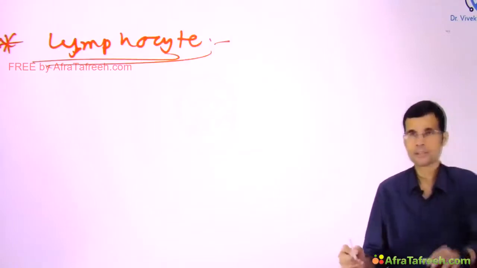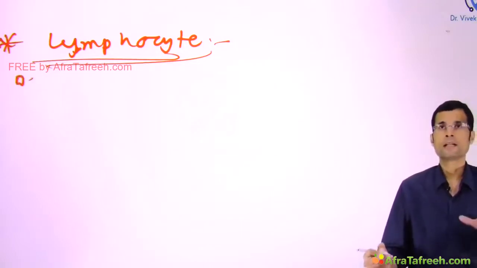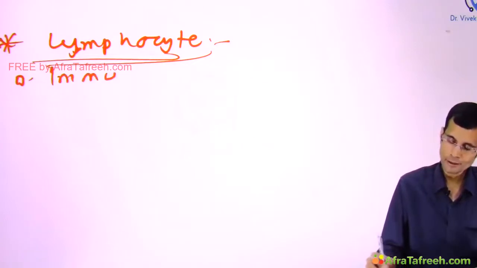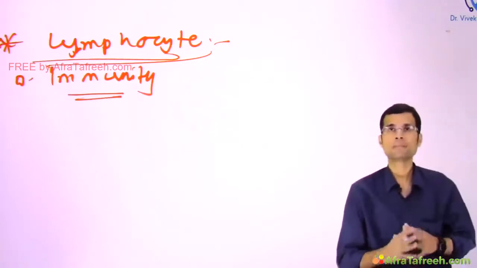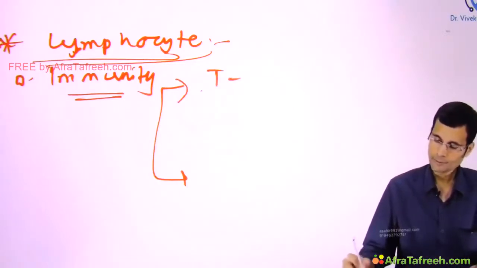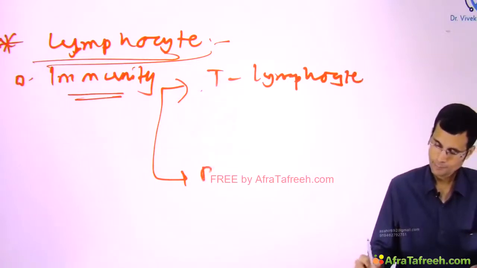Lymphocyte is said to be the third line of defense. And the lymphocyte is the basis for our immunity. Our immune system, our immune mechanism, immunity is based on the lymphocyte. Basically two types, T lymphocyte and B lymphocyte.